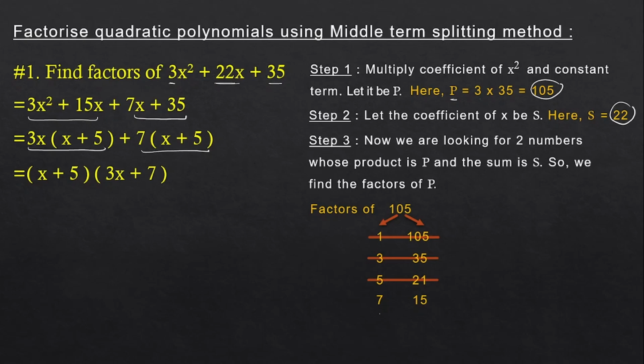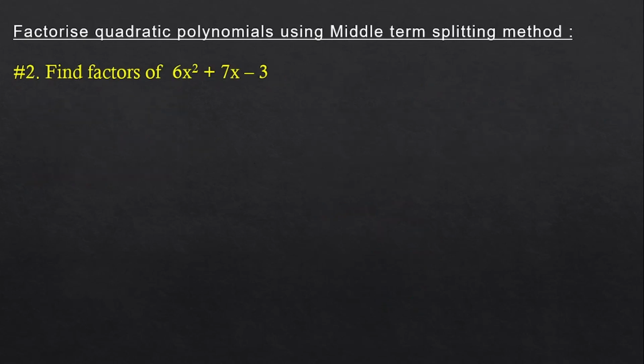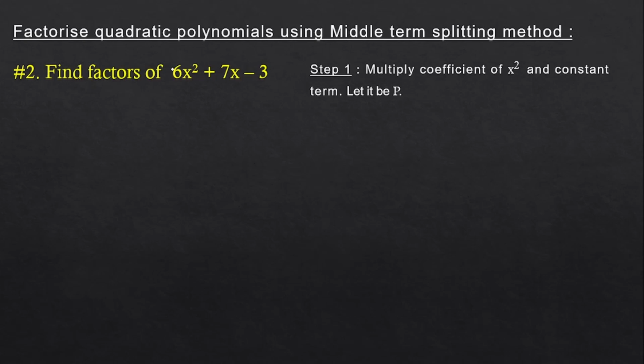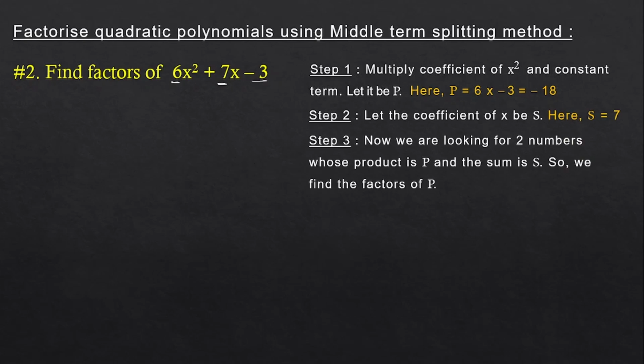Now let us move on to see another example. In this example, we have to find the factors of 6x squared plus 7x minus 3. Let us do it stepwise again. First, we will find the product of the coefficient of x squared and the constant term, which is 6 and minus 3 over here, and we label it as p. So we get p as 6 times minus 3, which is minus 18. Now we find the coefficient of x, which is 7, and we label it as s. So s is 7. Now we are looking for a pair of numbers which will multiply to give us negative 18 and add up to give us 7.